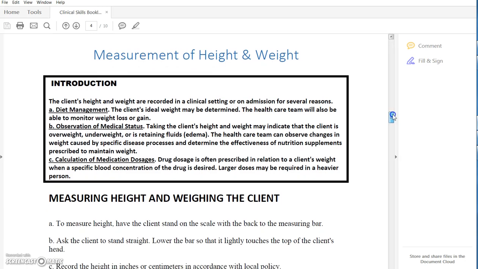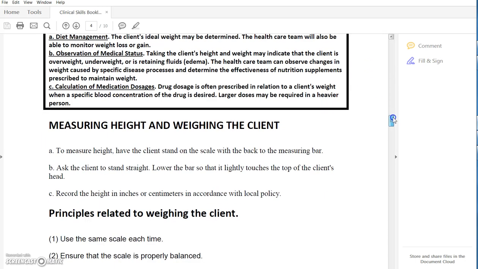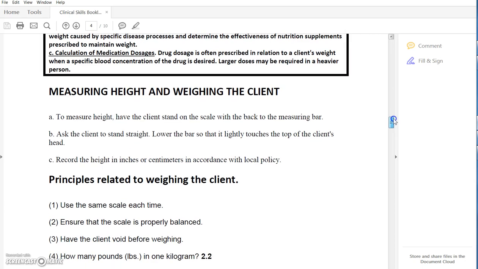The weight is relevant because a lot of diseases are associated with weight gain or weight loss. So historically, when a patient or client arrives for an annual health exam, their weight and their height is checked for those reasons. Certain medication calculations are based on weights and also observation of medical status. If somebody presents losing 10 pounds and they haven't been trying to do that, that would be a concern for the healthcare practitioner, and that would be noted in the client chart.